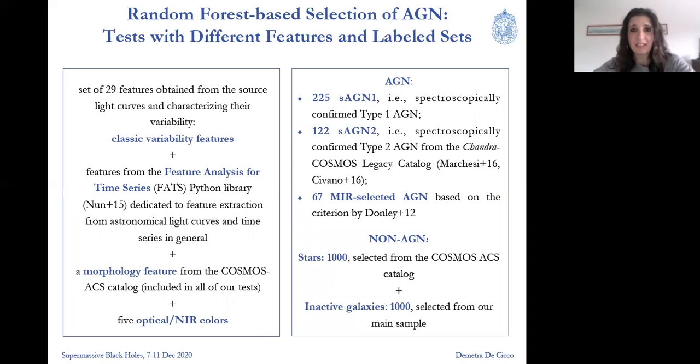Non-AGN includes stars and inactive galaxies, while for the AGN category, we choose samples of objects selected on the basis of different properties. We have a set of type 1 and type 2 AGN confirmed via optical spectroscopy, plus a set of AGN selected via their mid-infrared properties from the color-color diagram proposed by Donley et al. in 2012. We make a number of tests using different sets of features as well as different label sets, and build each time a different classifier with the aim of understanding which one works best for our study.